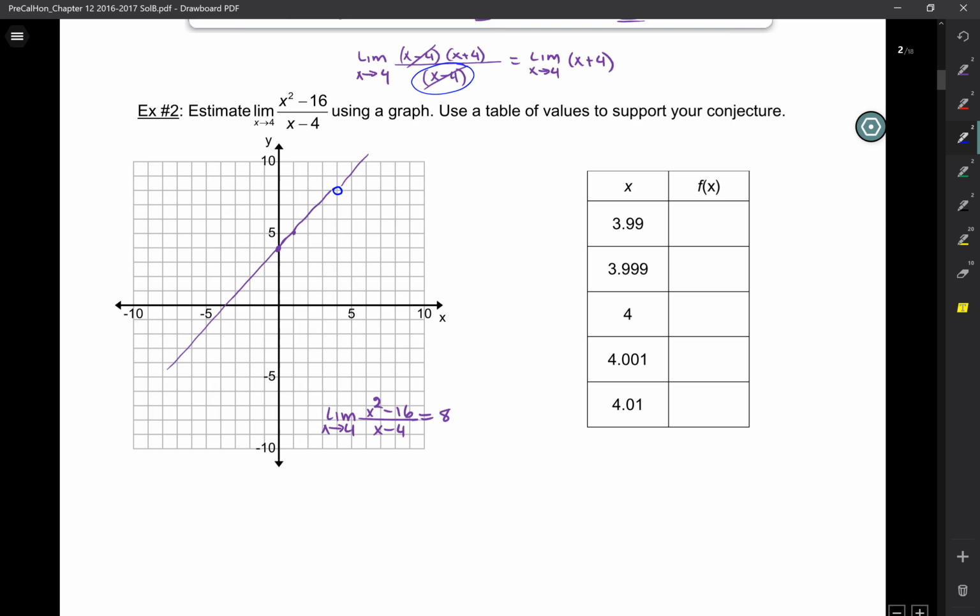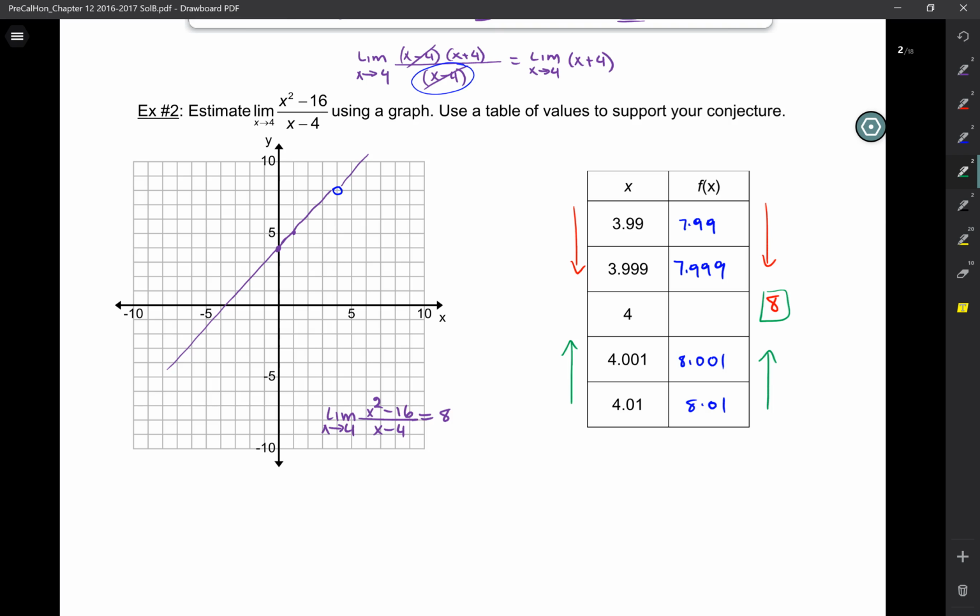So now we're going to plug in our values, and we can plug it into the final reduced function, x plus 4. So 3.99 into here, it'll be 7.99. Here we get 7.999. Here we get 8.001, 8.01. So as I approach 4 from this side, I'm approaching a value of 8. As I approach 4 from this side, I'm approaching a value of 8 again. Okay? So again, we verify numerically and graphically.